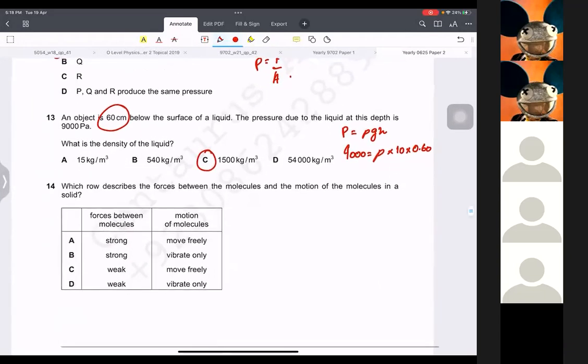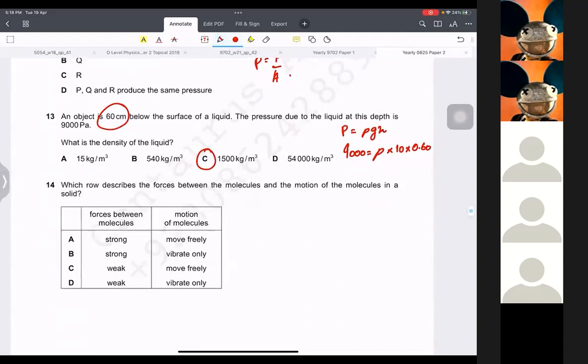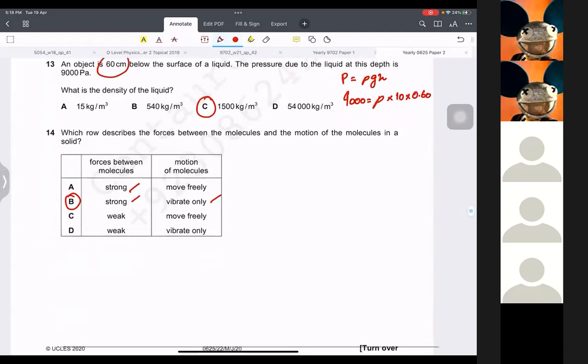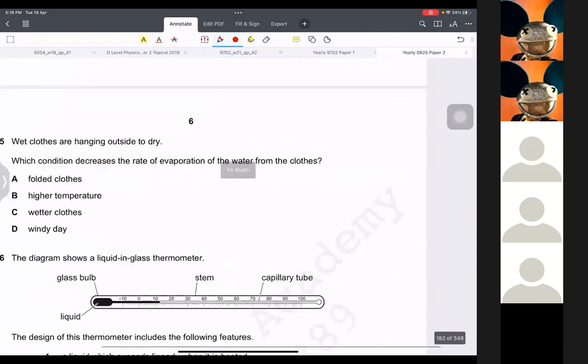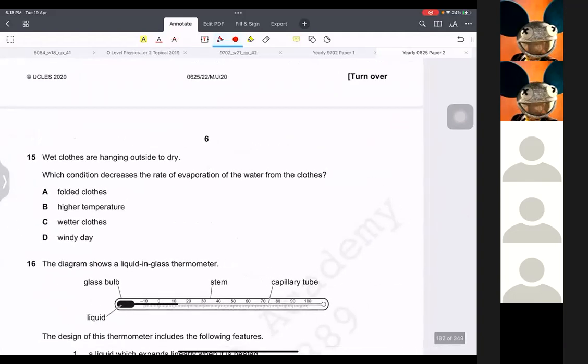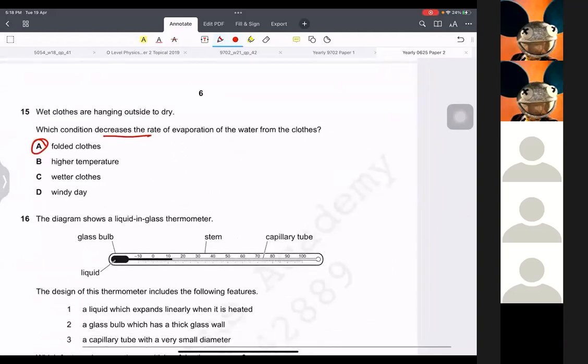Okay, which row describes the forces between molecules and motion of molecules in a solid? Forces are really strong and motions vibrate only. B. That's pretty simple. 15A. Wet clothes are hanging outside to dry. Which condition decreases the rate of evaporation of water from the clothes? Decreases. Folded ones. Folded clothes will reduce the surface area, right?